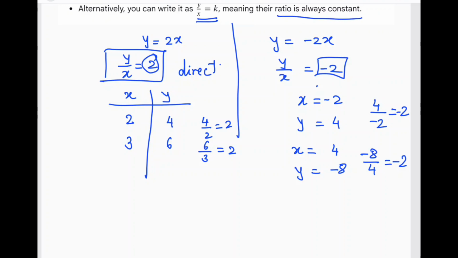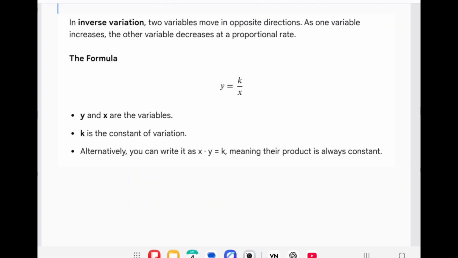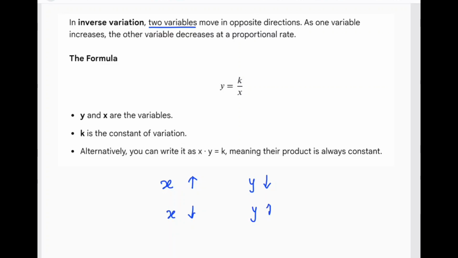So the ratio is always constant. Very, very important. When it is direct, it is written as y is directly proportional to x. So it is the proportionality sign, and then k becomes the proportionality constant. In inverse variation, two variables move in opposite directions. What does it mean? If x increases, y decreases, or x decreases, then y increases.